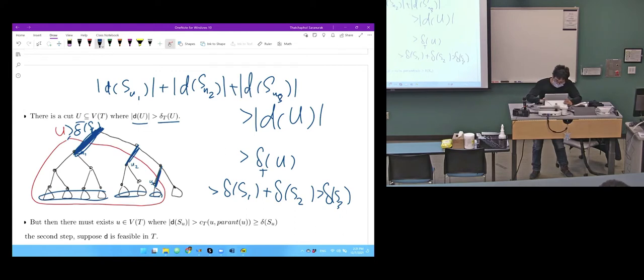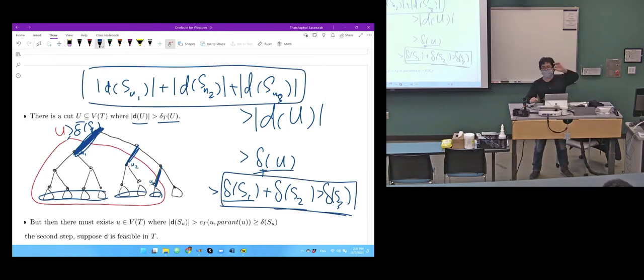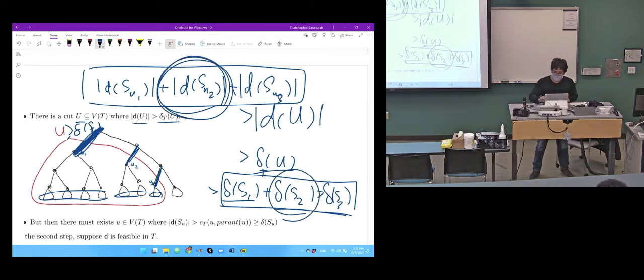And that's why this thing is at least this plus this plus this. But if this whole thing is more than this whole thing, it means that there must exist an i, just one guy, such that one term here is greater than this term.